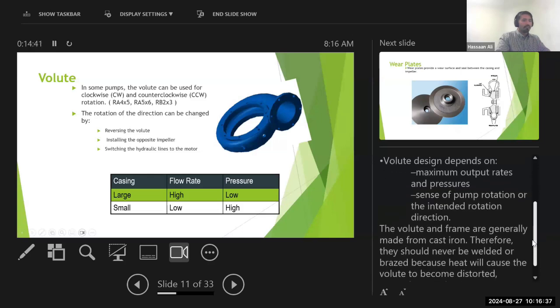This volute is actually made up of cast iron. This is very important when you are selecting a pump: the volute should be made from cast iron. The reason is that if it has a welded construction or a brazed construction, under certain operating parameters this volute can break. So it's important that it is made from one-piece cast iron.